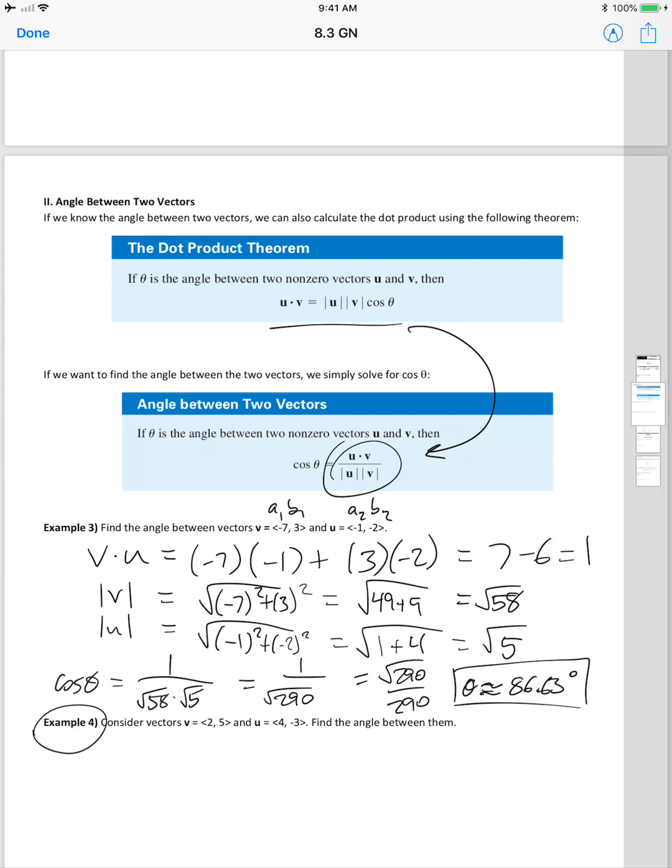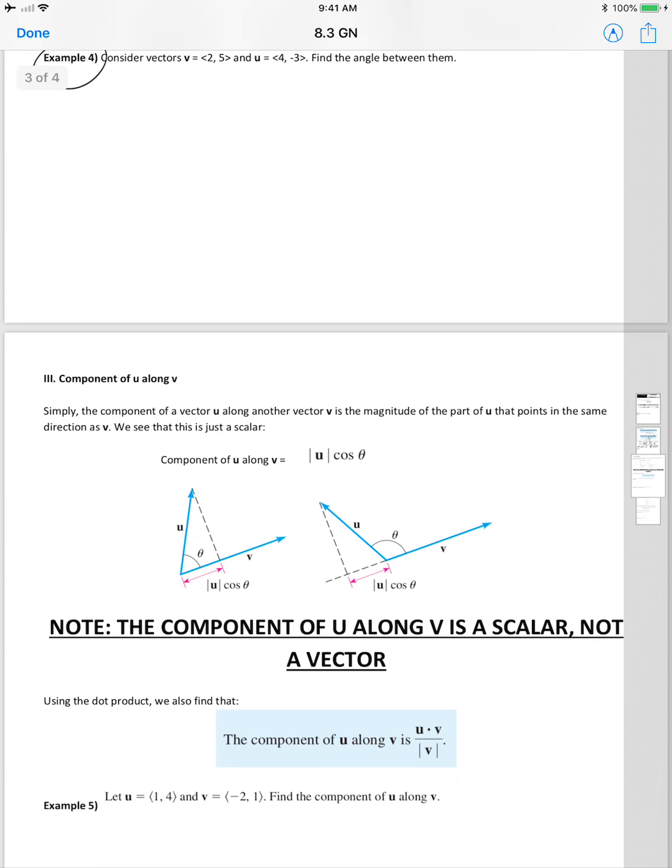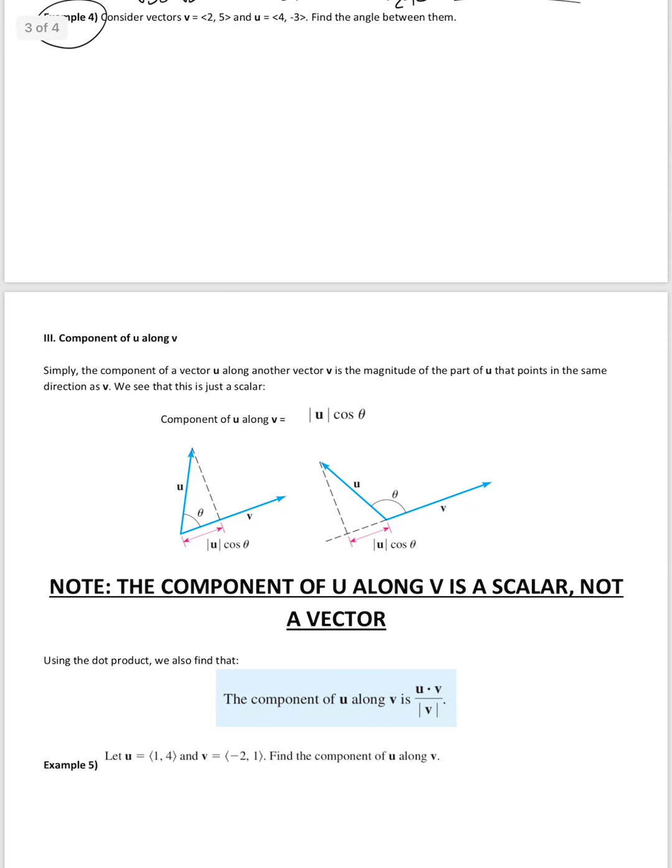Another use of the dot product is what we call the component of u along v. So let's explain what this means. Simply put, the component of some vector u along another vector v is the magnitude of the part of vector u that points in the same direction as vector v. And that ends up just being a scalar. It's a number since it's a magnitude.